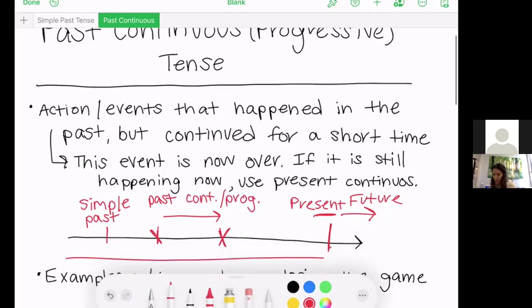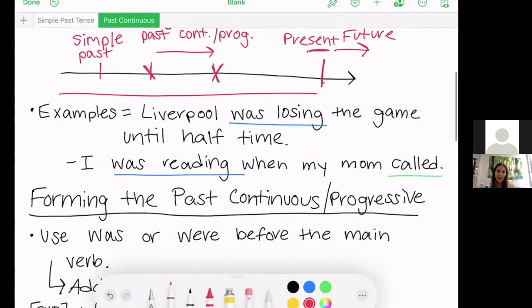Let's do some example sentences. I think that will help you understand what this means. So our first example, Liverpool was losing the game until halftime. So the game is already over, but until halftime, they were losing the game. Liverpool was losing the game until halftime.